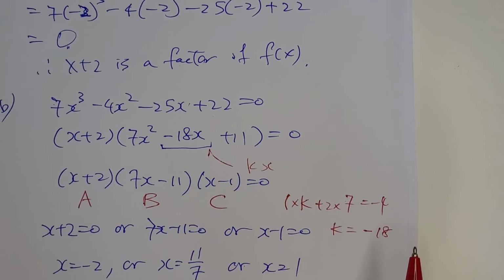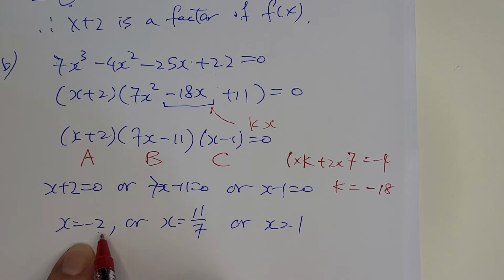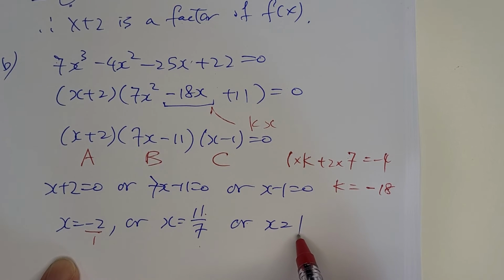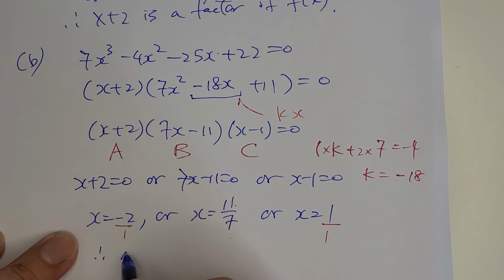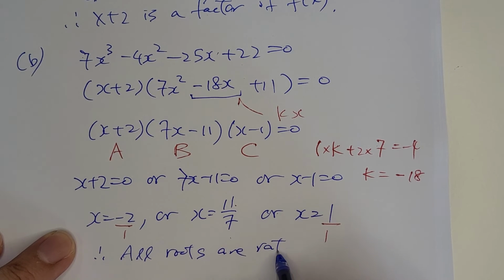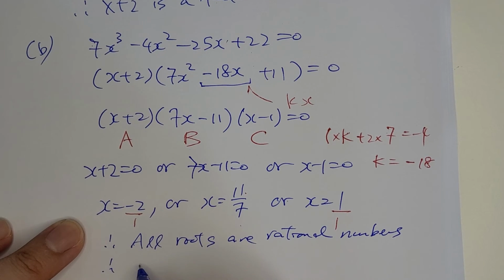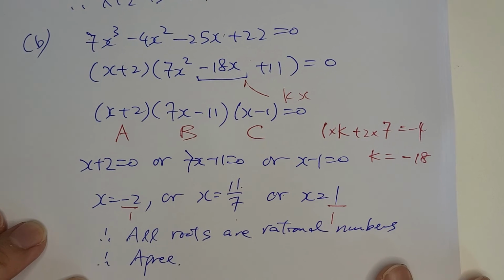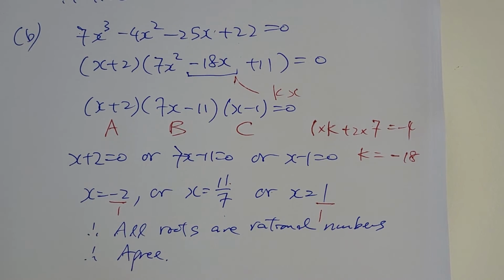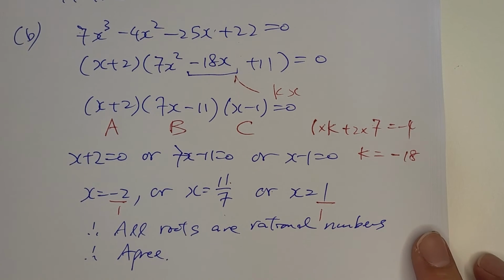So go back to the solution here. Negative 2 can be written as negative 2 over 1, so rational. 11 over 7, of course, rational. Finally, integer 1, 1 over 1, also rational. Therefore, you can see that all roots are rational numbers, and hence agree the claim. The claim is agreed. Okay, need to answer it. So that's the end of question number 8, and move to question number 9.